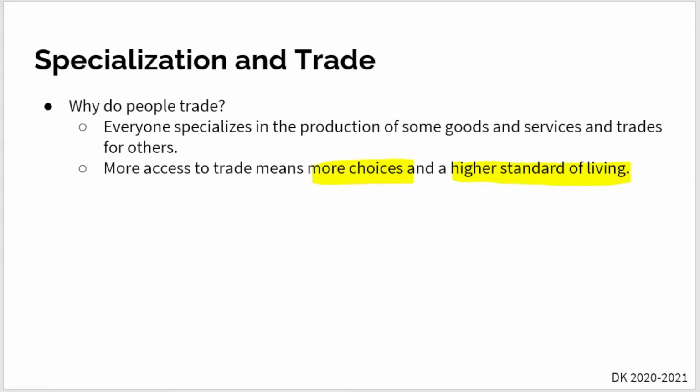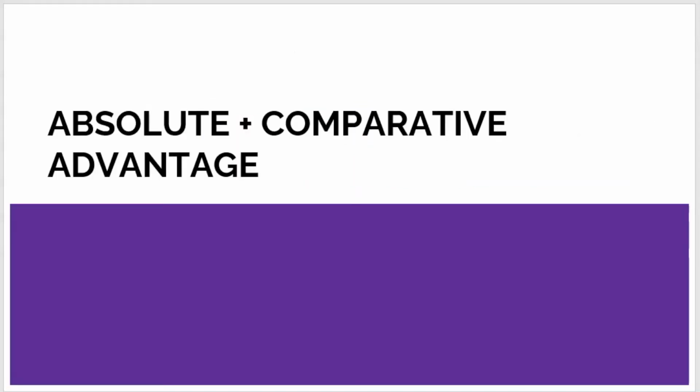Well, if everyone specializes in the production of some goods and then trades for the other goods that they don't have, ultimately that is going to lead towards a higher standard of living for both countries, for both participants in that trade. And through absolute and comparative advantage, which we're going to talk about in this video, and terms of trade, which we're going to be talking about in our next video, we are going to learn exactly how that leads to higher standards of living and why trade is actually a good thing.